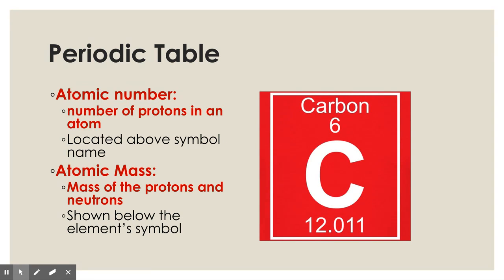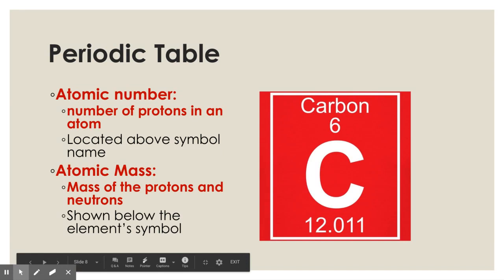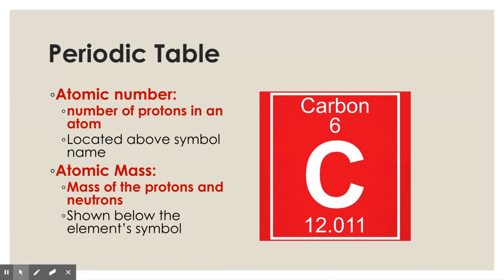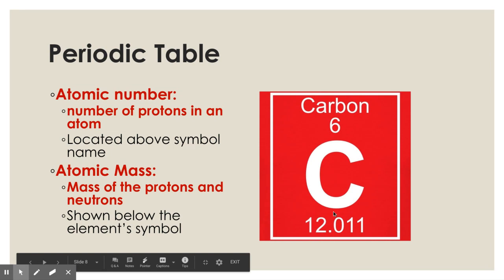And we want our atom of that element to have a total charge of 0, to be completely neutral. So whatever this number is here, that is going to be the number of protons and therefore the number of electrons. The second number that you see is the atomic mass. That mass is the number of protons plus the number of neutrons. And that is going to be shown below the symbol.